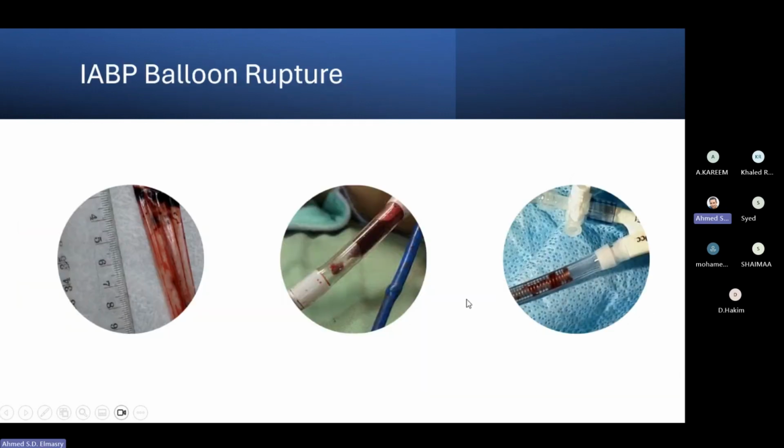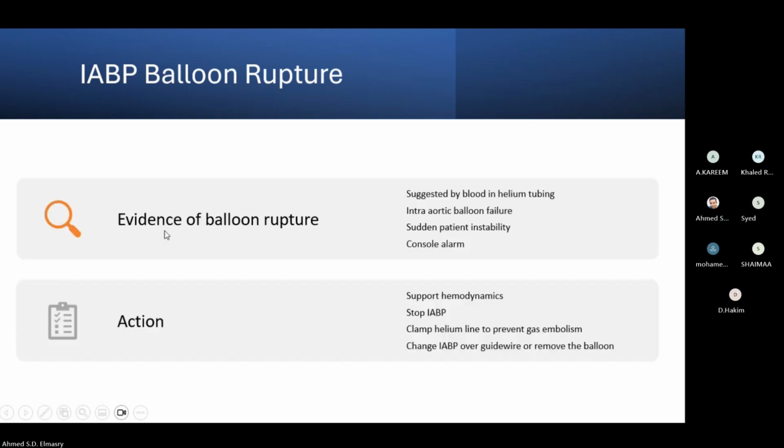The next troubleshooting is related to the balloon rupture. As we said, during the assessment, you have to check the tubing of the catheter. You can see that the tube is full of blood. In this situation, you have to stand by the machine and remove the catheter. Here, as you see, when they remove the catheter, there's blood inside the balloon. That means this balloon has been ruptured.